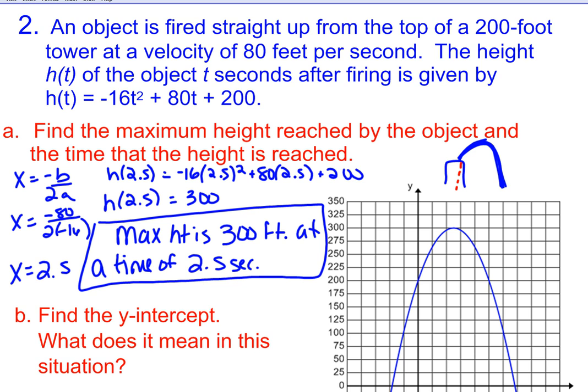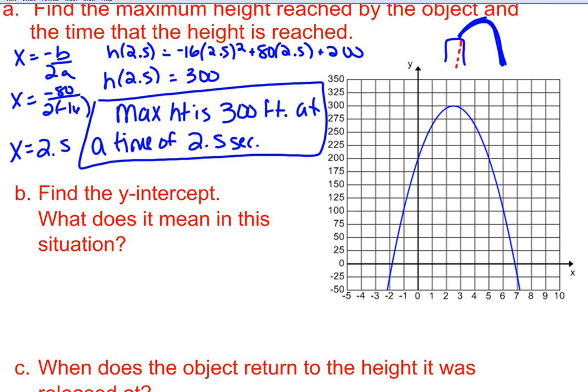Now look at your graph. Since they gave you the graph here, does that answer actually make sense? Remember, along the bottom, sorry, the y-axis is height, and the x-axis is time, so seconds. When I look for this vertex, it's right there. Looks like 300 feet, looks like 2.5 seconds. So the answer I found looks like a reasonable answer based on my graph. It looks perfect, doesn't it?